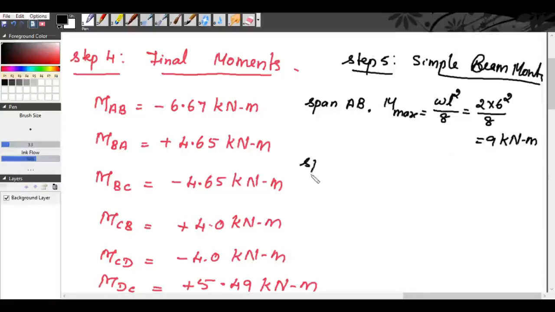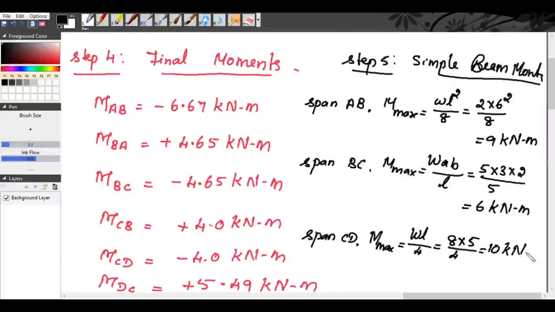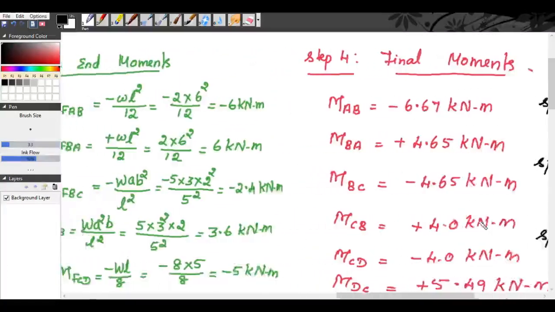For the span BC, our M max will be equal to WAB by L. So W is 5, A is 3, B is 2, divided by 5, we get 6 kilonewton meter. And for the span CD, our M max is equal to WL by 4. So we get 8 into 5 by 4, that is 10 kilonewton meter. So 9, 6 and 10, right? We will remember this.